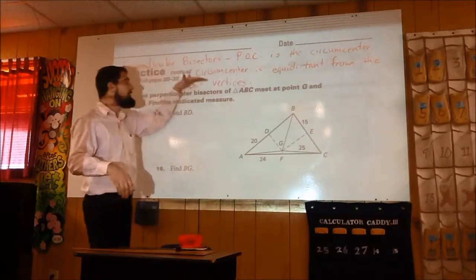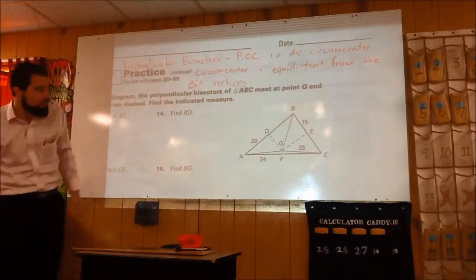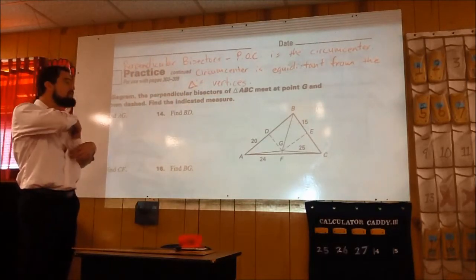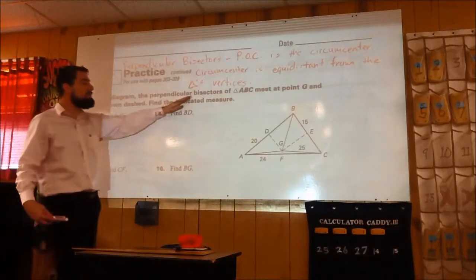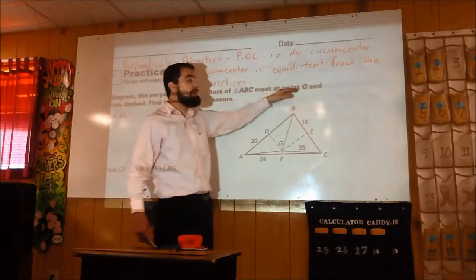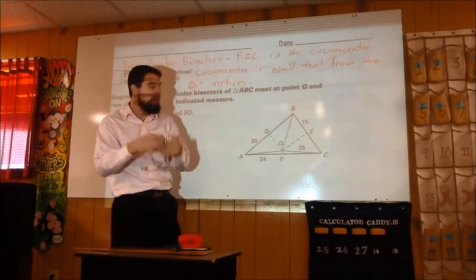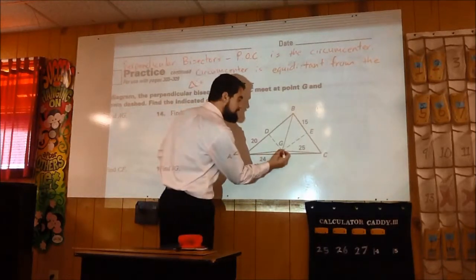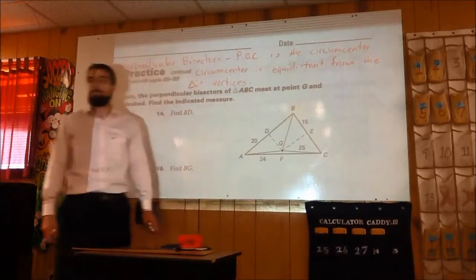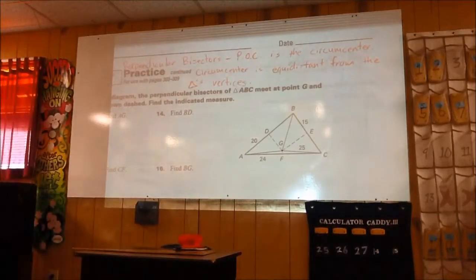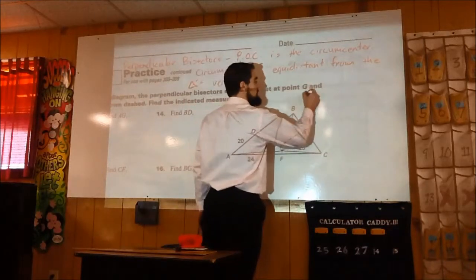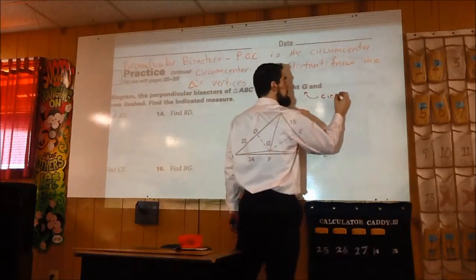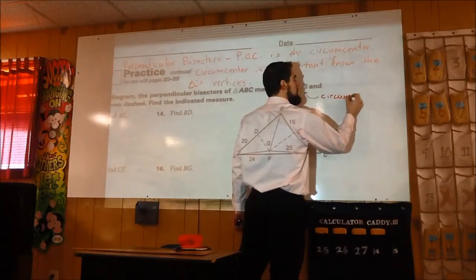What's so special about it? The circumcenter is equidistant from the triangle's vertices. So it tells us right here in the diagram that the perpendicular bisectors of triangle ABC meet, meaning they come together, at point G. Right there. What is G called? What gives that point a special name? The circumcenter. So you might want to go ahead and add that. At this point G is the circumcenter.